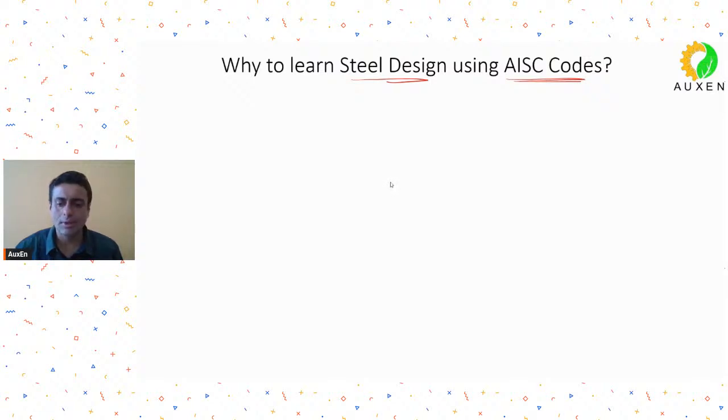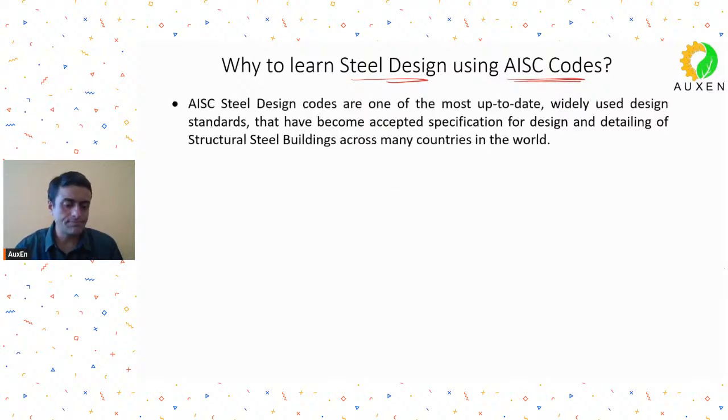But let's say you are working in a geography where AISC codes are not used. Then why learn steel design using AISC codes? So let's see. AISC codes are, in my opinion, one of the most up-to-date design standards, design specifications, which are updated quite regularly. I think they have an updation cycle of 6 years, if I can recall, because 2010, 16, 22, yeah, 6 years. So every 6 years, the American AISC steel design codes, the codes that we are going to deal with mainly, get updated.